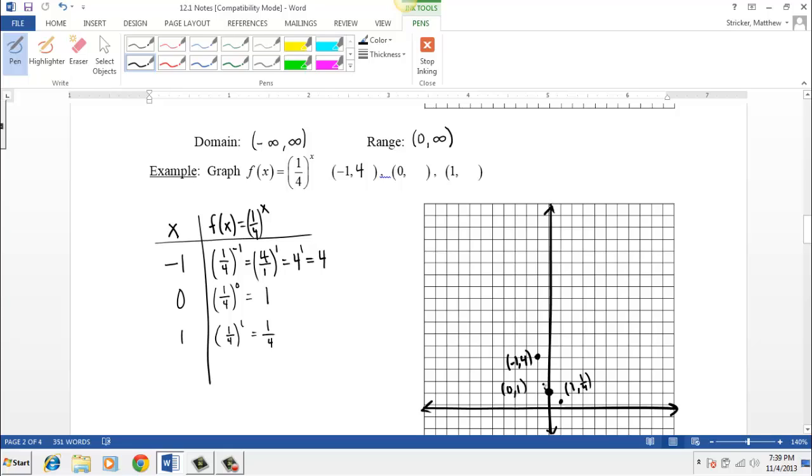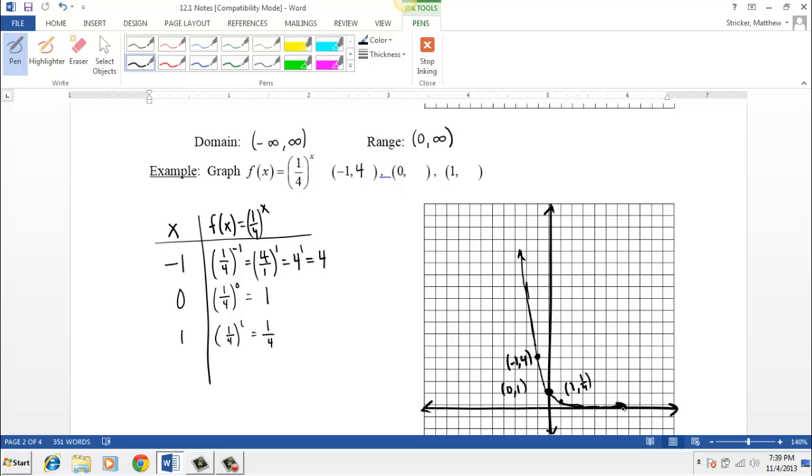And we could do some more points, but you can see this is going to continue down here, and these y values are going to get really, really small. They get really, really close to 0, but they'll never actually be equal to 0.